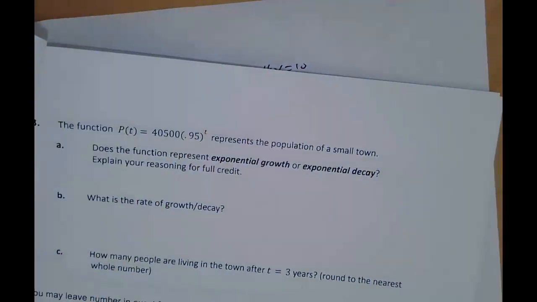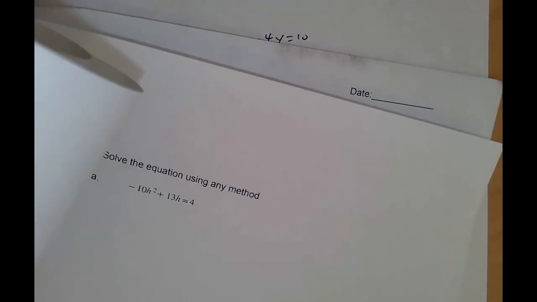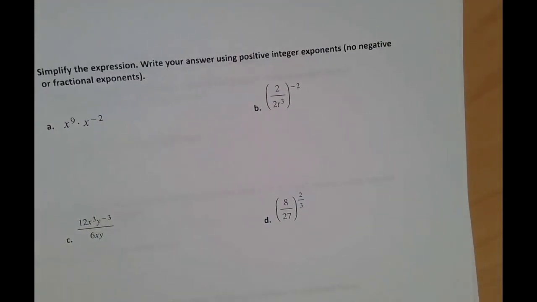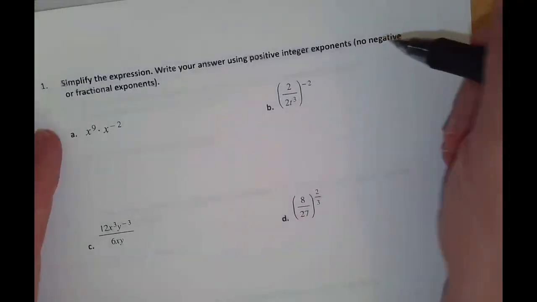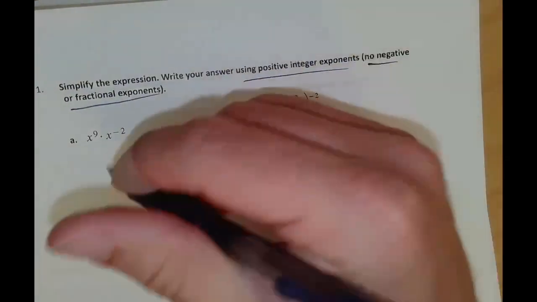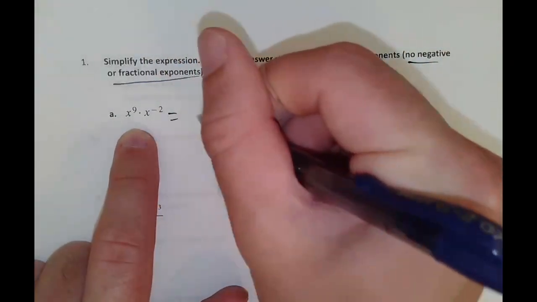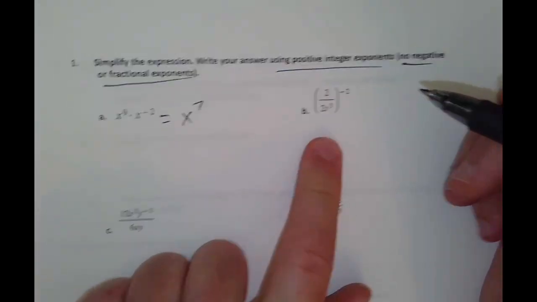Now we got some short response. Okay. Simplify the expression. Write your answer using positive integer exponents. So no negative or fractional exponents. Okay. So we multiply same base, different exponents, we just add. So this is going to be x to the 7th.